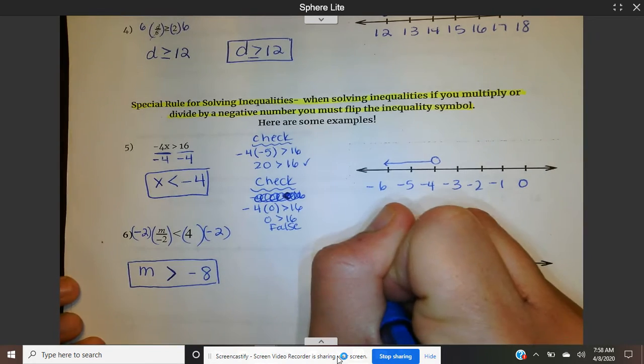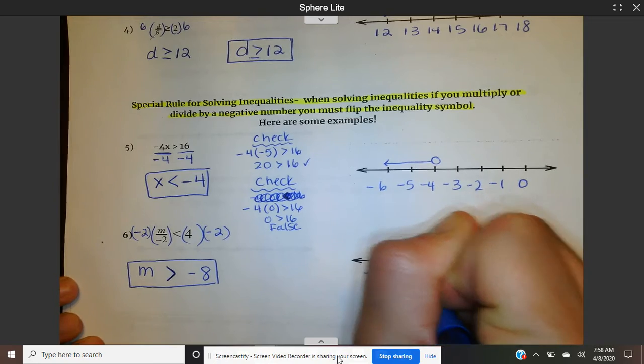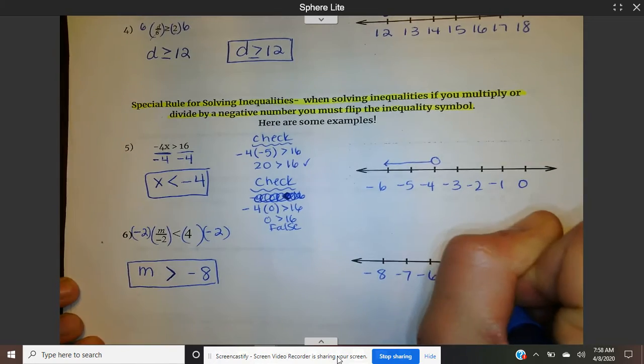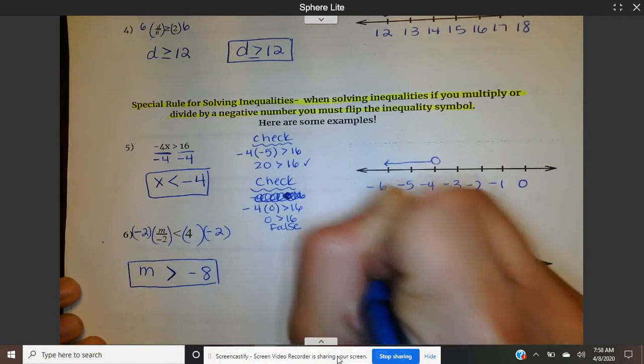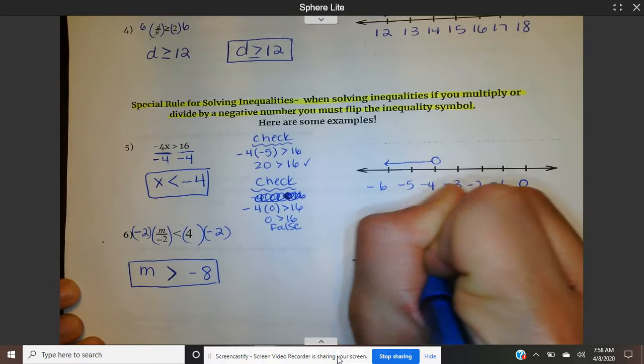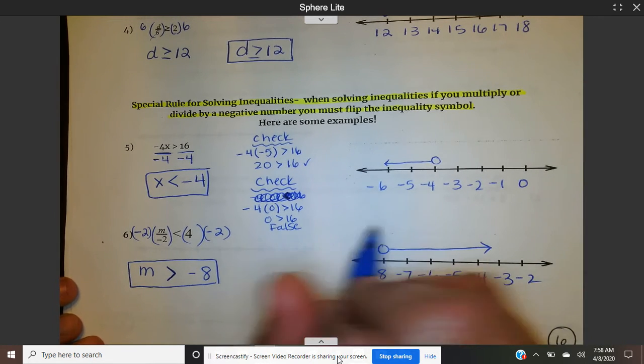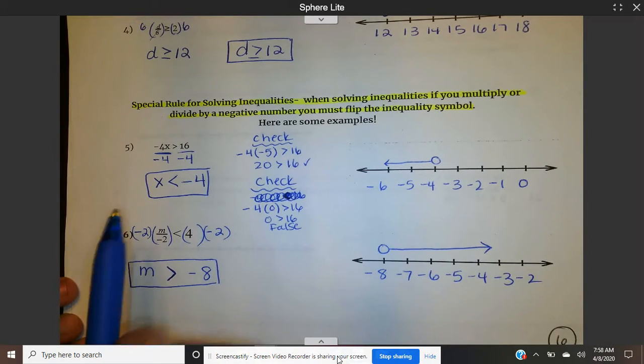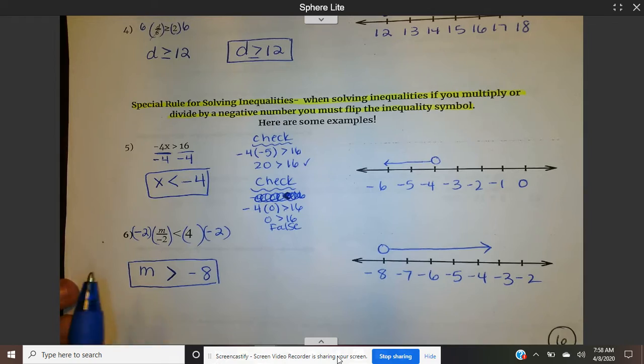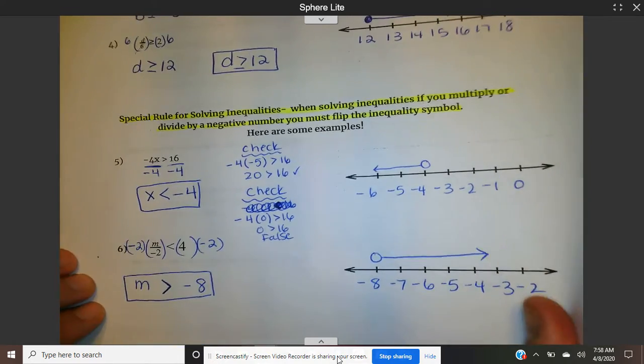Okay, so then -8, -7, -6, -5. This is a good review of our number line as well. It's going to be open and point that way. Okay, again, if we checked it, I would pick 0. 0 would be over here, and it is in our solution set. So 0 divided by -2 is 0. 0 is less than 4, so that does check. Okay, so this is going to be the correct answer.